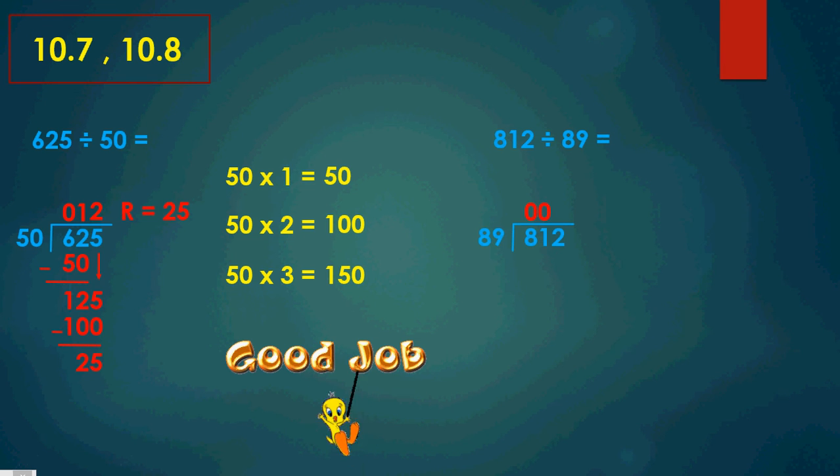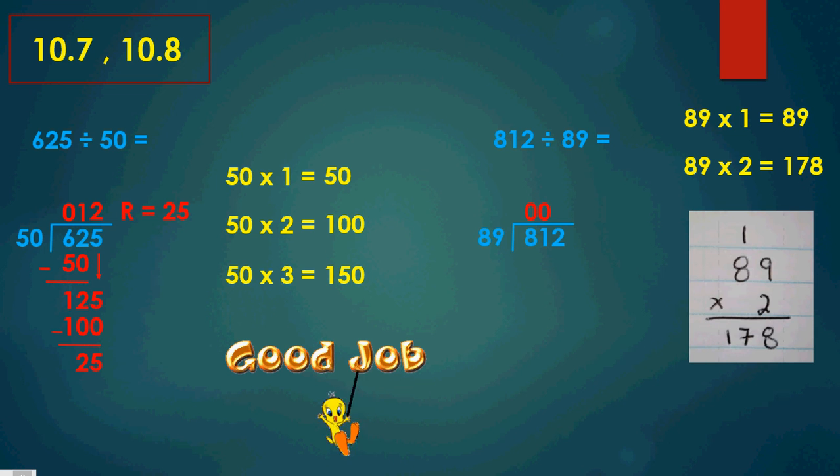Yes. So now we need to find out how many times does the 89 fit in 812. So I start doing this. 89 times 1, I know it's 89. 89 times 2, it's 178. How am I going to find out? With pencil and paper on a separate sheet of paper, okay? 89 times 2. 2 times 9, it's 18. I put the 1 on top.